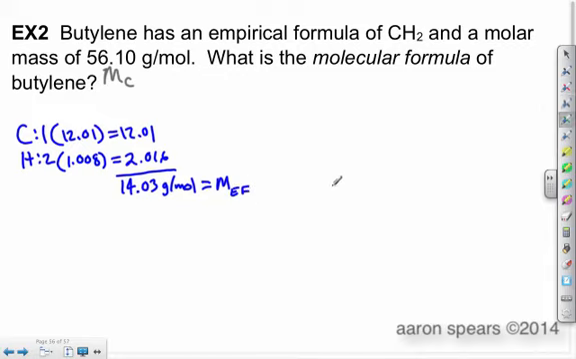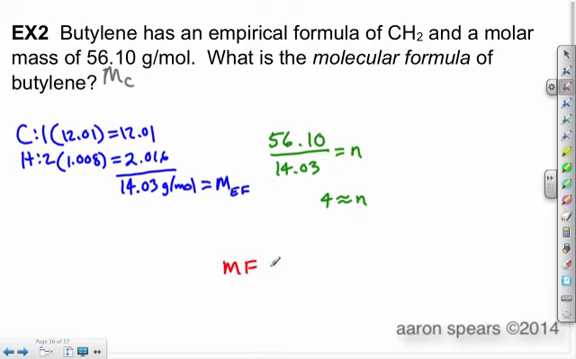In our next step, we want to take the molar mass of our compound, which is 56.10 grams per mole, and we want to divide that by the molar mass of our empirical formula, which is 14.03. This will give us our factor or multiple used to find the molecular formula. 56.10 divided by 14.03 gives us a multiple of 4.